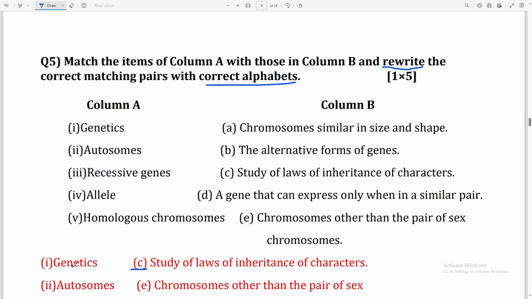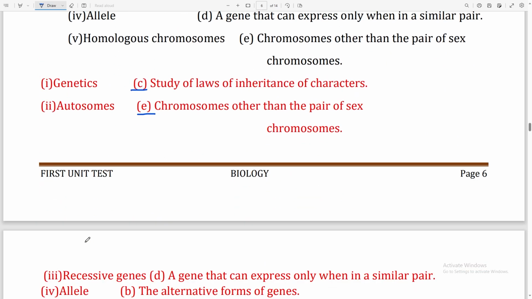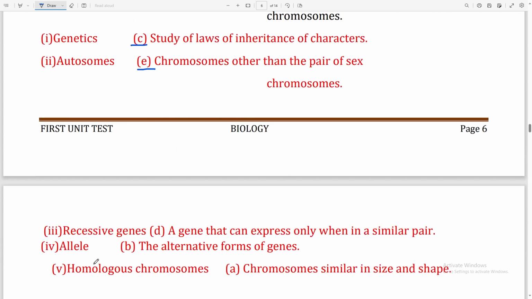Autosomes. Which is the alphabet? It matches with alphabet E. Chromosomes other than the pair of sex chromosomes. Third bit, recessive genes, alphabet D. Correct answer is a gene that can express only when in a similar pair.